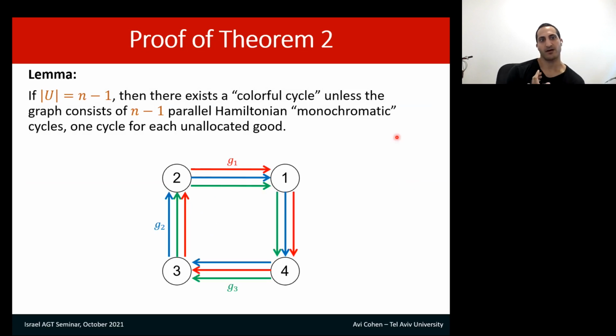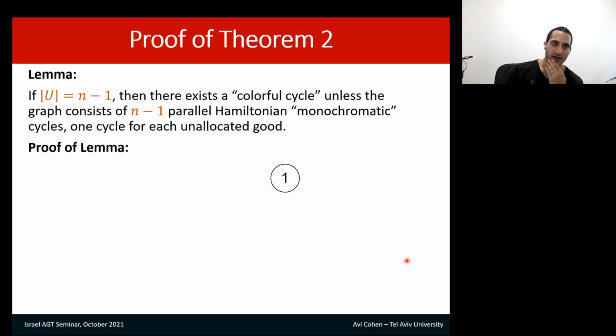Now we have this lemma: if we have exactly n-1 unallocated items, then there exists a colorful cycle unless the graph consists of n-1 parallel Hamiltonian monochromatic cycles, one cycle for each unallocated good. So what do we mean? A colorful cycle, just to remind, is a cycle where we have edges of different labels of unallocated goods, and a monochromatic Hamiltonian cycle is a cycle of the same color, the same label of good, that goes through all of the agents once. Now proving this lemma, we'll consider the case where there are exactly n agents, and assume there are 3 colors, or 3 unallocated goods, but the same proof extends to any number of agents. This is just for convenience.